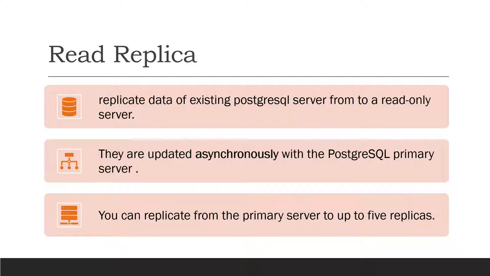The most important part is that they are updated asynchronously with the PostgreSQL primary server. That means the data which is being modified or updated on the primary PostgreSQL may not replicate to your read replica in real time, because this is asynchronous, and it also depends upon what kind of workload is there on your primary server and the speed of replication between the primary and the read replica.